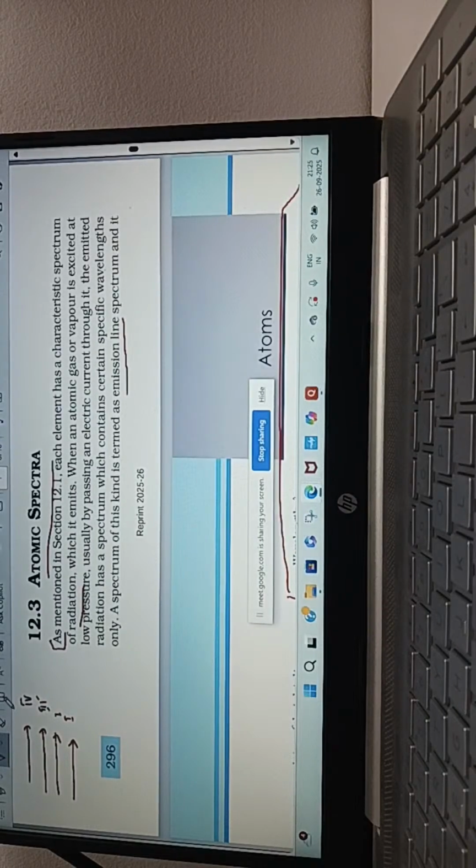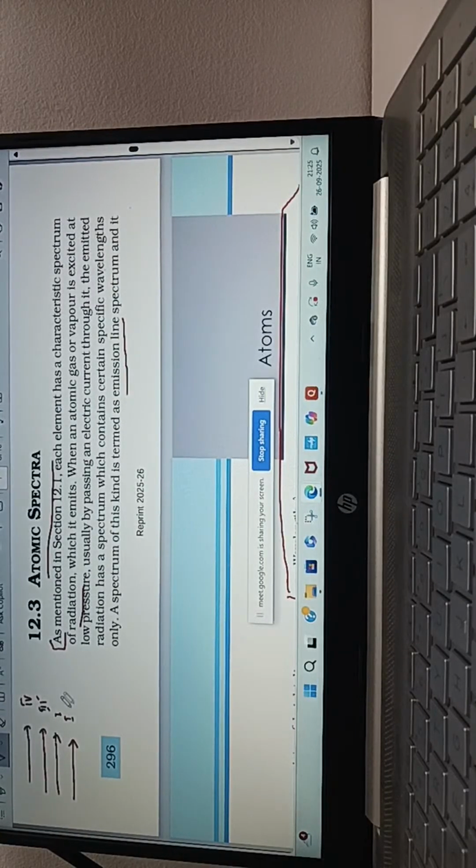Yes, sir. When an electron goes from higher energy to lower energy, what will happen? Its energy is released in the form of spectral colors. That is called emission of spectrum. Tell me, what did I say? When an electron transits from higher energy level to lower energy level.